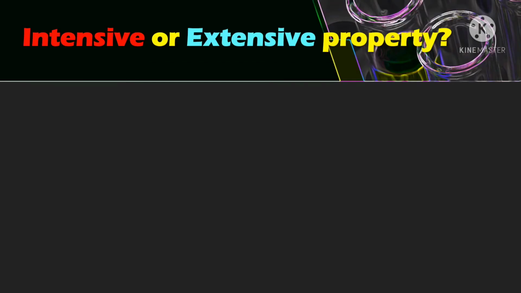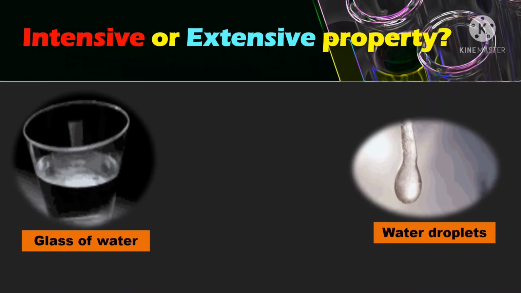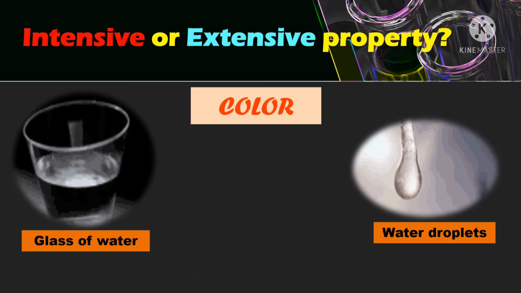Take this for example, a glass of water and water droplets. Obviously, they are not of the same volume, right? But as you have observed, both samples are colorless. Therefore, color is an intensive property because it is not influenced by the amount of sample present.